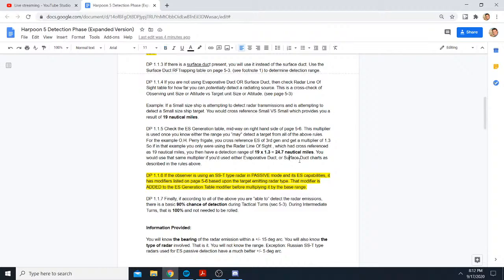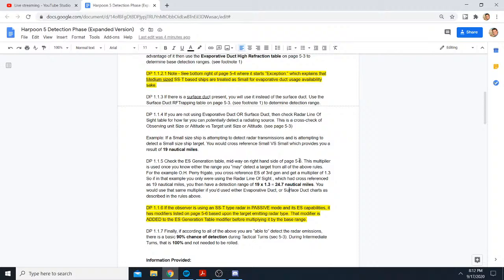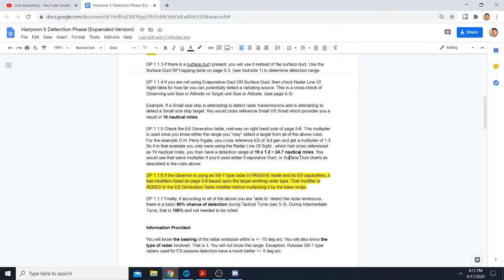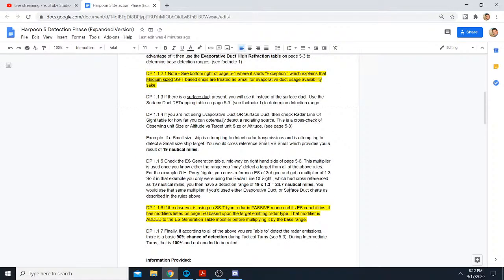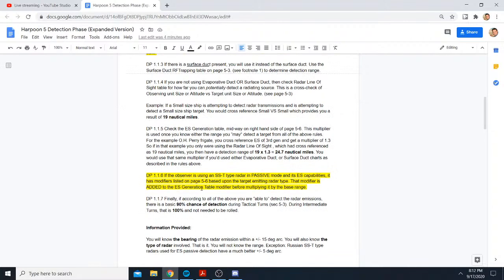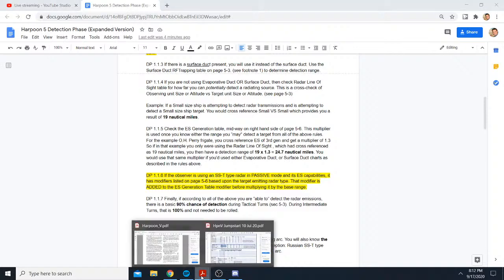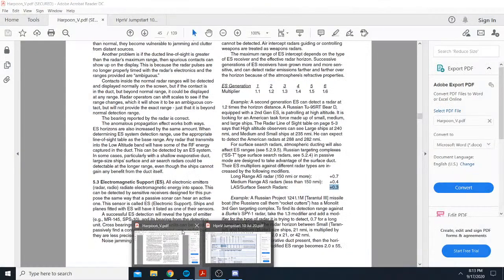Does that make sense up to that point, everybody? Yes, it does. Okay, awesome. Do you have to have a surface duct to take advantage of that extra? Because it says their ES modifiers against different modes are designed to take advantage of the surface duct. So if there wasn't a surface duct, would it still be usable?